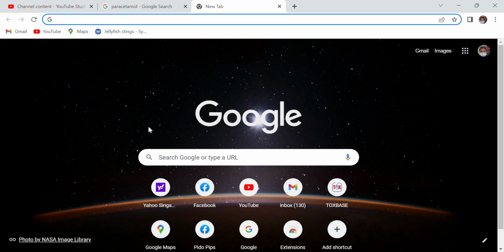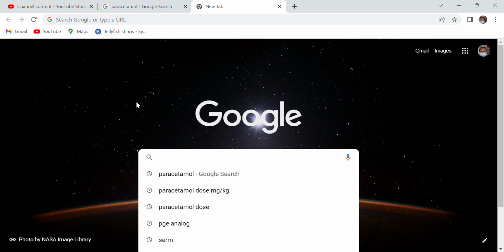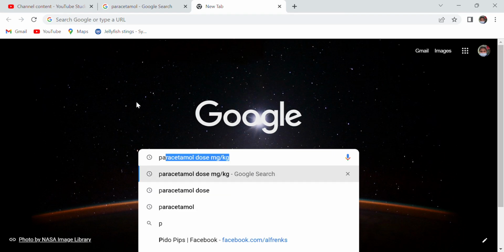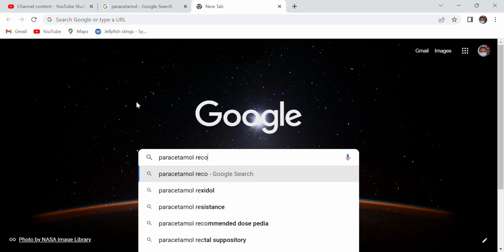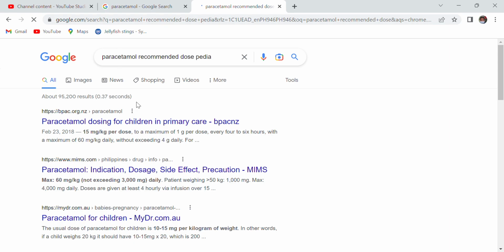Hello, let us now calculate the exact dose of giving the paracetamol. If you have the internet, you can easily search the dose of the paracetamol. Just type in paracetamol recommended dose, because paracetamol is given to children and also to adults that have fever or pain.